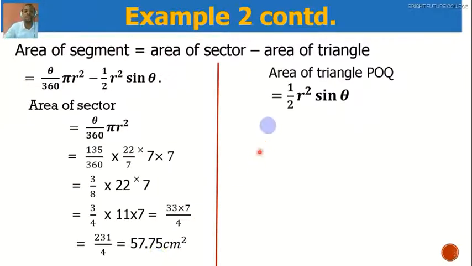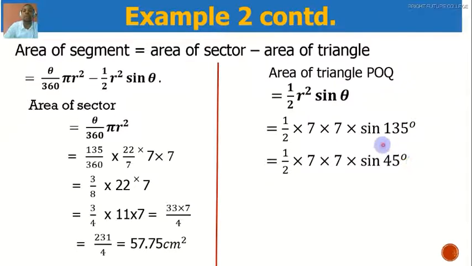This is the expression for finding the area of the triangle: half of radius to power 2 multiplied by the sine of the angle that is given. We now have 1 over 2 multiplied by 7 times 7 multiplied by sine 45.